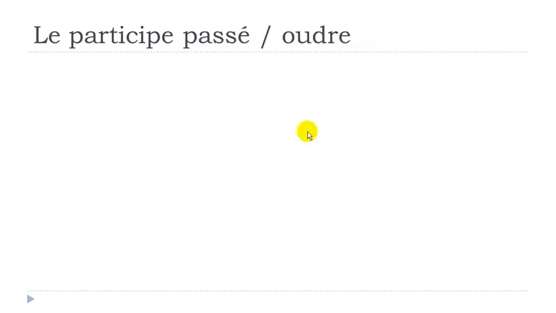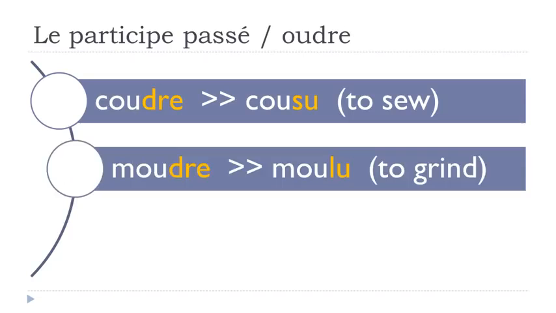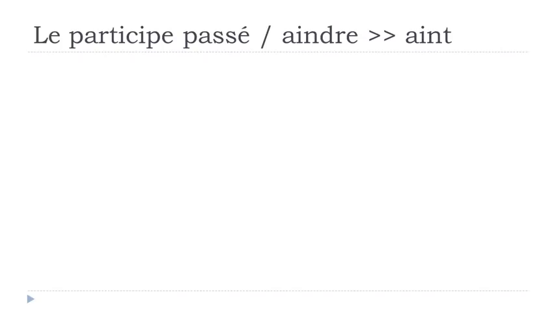And now let's discover the oudre verbs, like coudre, cousu, moudre, moulu, résoudre, résolu. It's just to show you that some verbs can be really irregular, and it's quite easy in some cases to make some groups and subgroups. You should learn these verbs and the other irregular ones by heart if you really want to master this participe passé form and all the composed tenses that use the participe passé. Let's continue the groups.